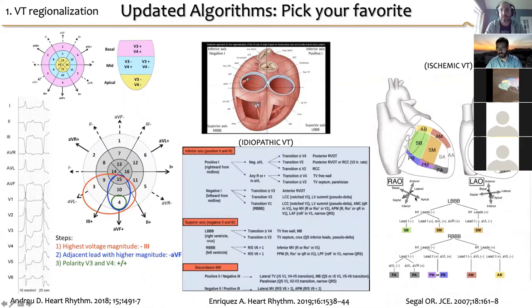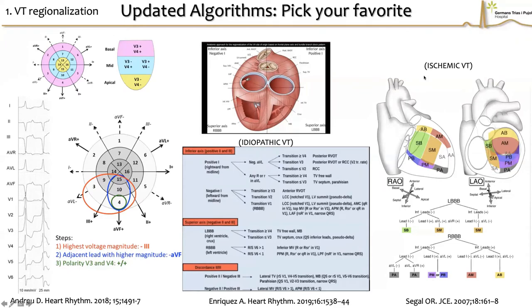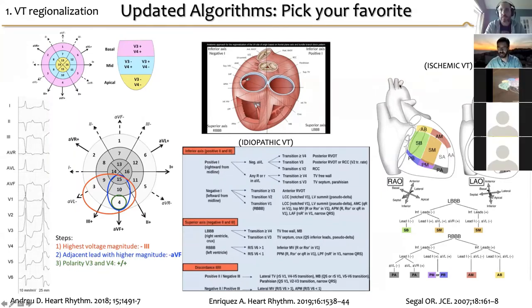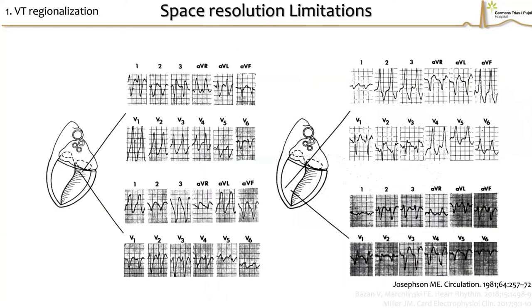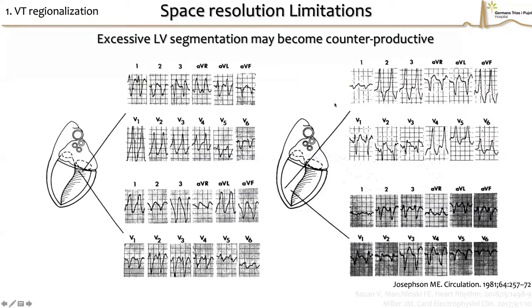For example, this one by Siegel, who focused on patients with ischemic ventricular tachycardia. I think it is important to take into consideration the underlying substrate of the population from which the EKG criteria were developed, because it can make a significant difference. The truth is that you can use these new criteria, these new algorithms, but you have to keep in mind that excessive segmentation may become counterproductive.